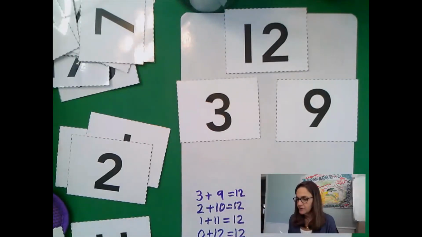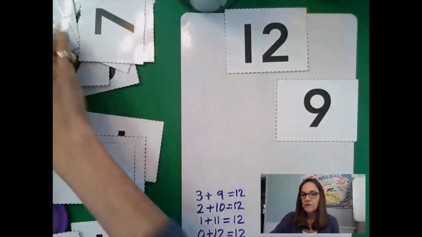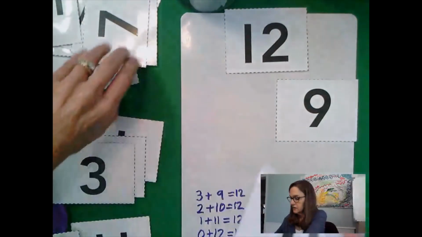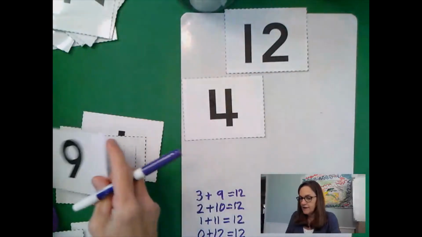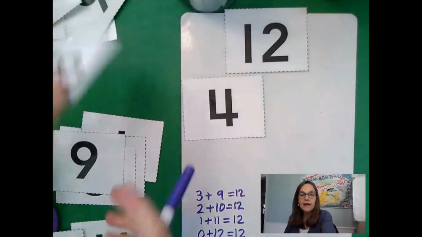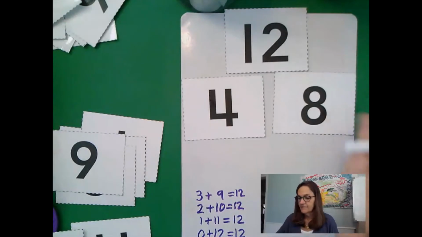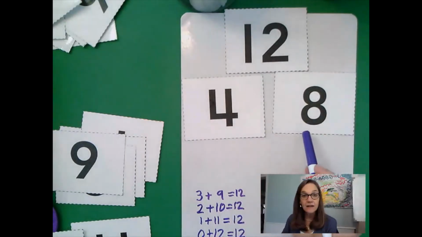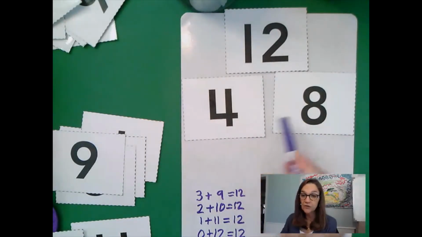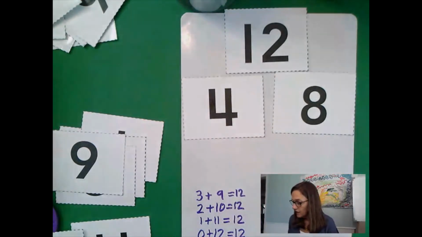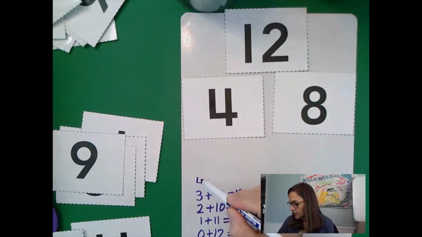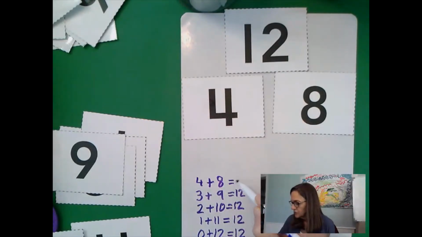Okay, now let's trade out the 3 for a 4. And we're going to trade out the 9 for an 8. 4 plus 8 equals 12, or 8 plus 4: 8, 9, 10, 11, 12. So 4 plus 8 equals 12.